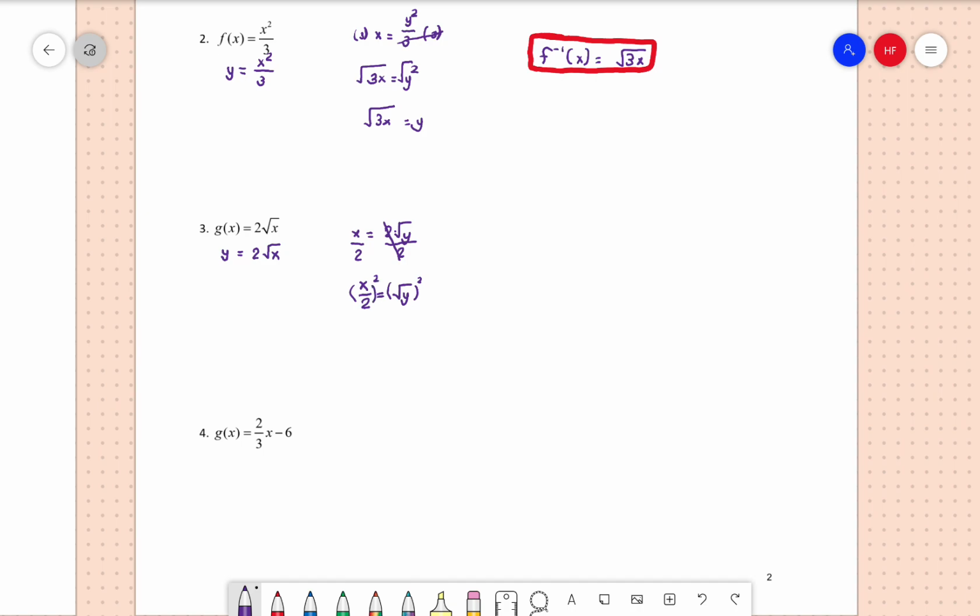When I square a fraction, it's the same thing as saying x over 2 times itself. So we got to make sure that we square both the top and the bottom. So I'm going to square the top, x squared, square the bottom, 2 squared is 4, and that equals y. I have this y isolated, so I would say the inverse of g, because that was my original function, g, equals x squared over 4.